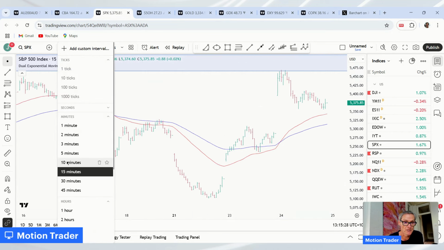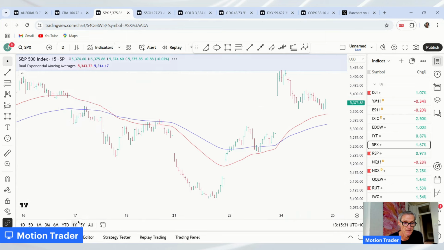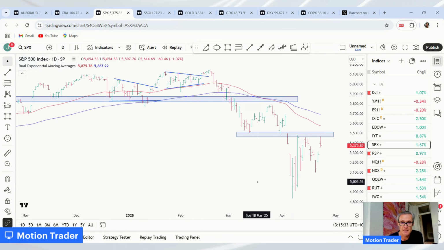So let's go back to the daily chart. And I think if the S&P 500 were to break through 5,500, I think that would open further upside potential and increase the odds that the sell-off was indeed a panic-driven event and not the start of a larger bearish period.